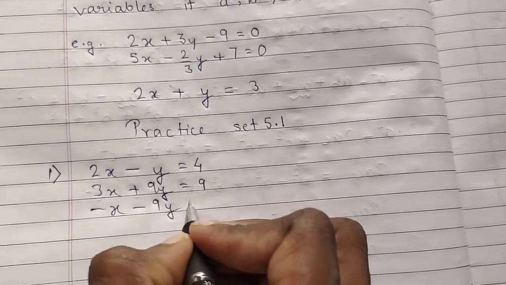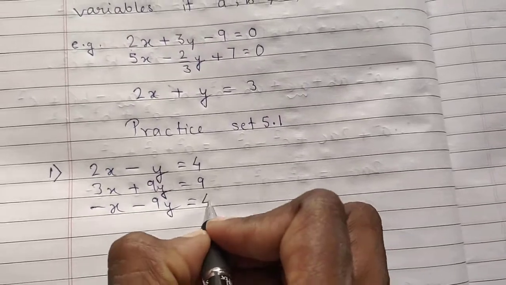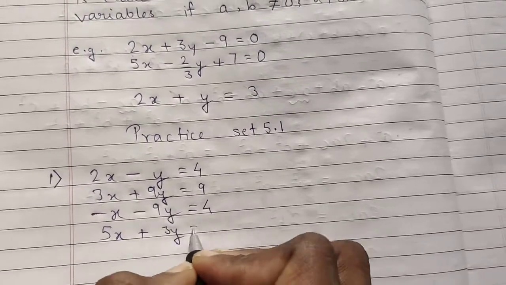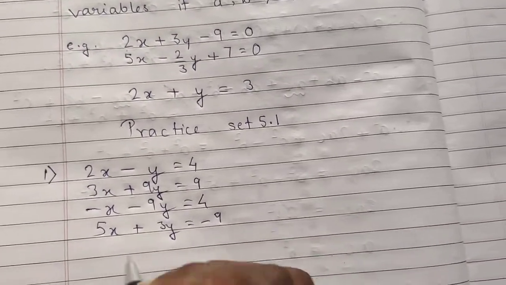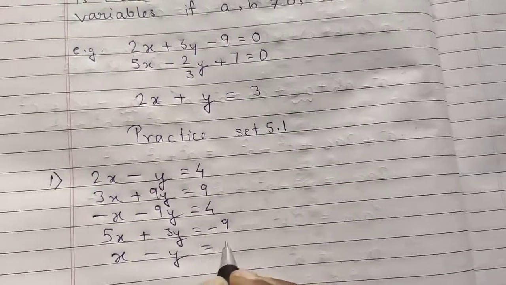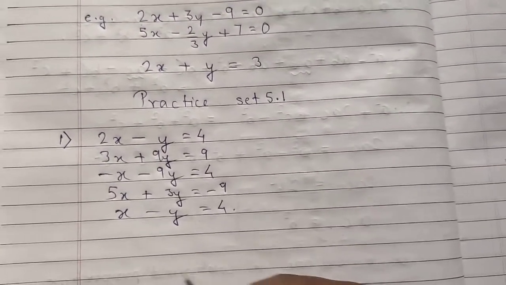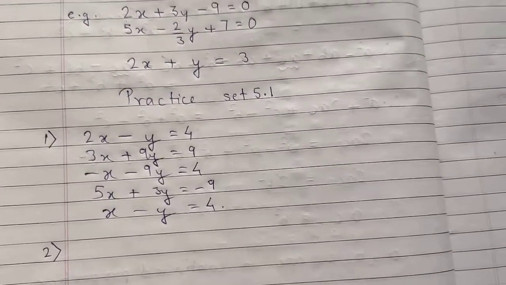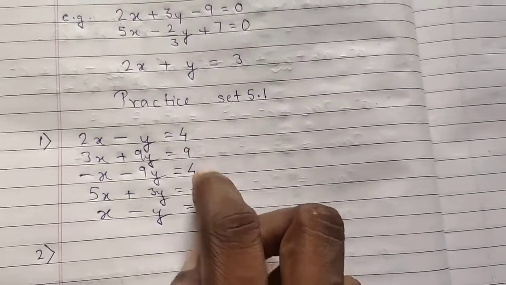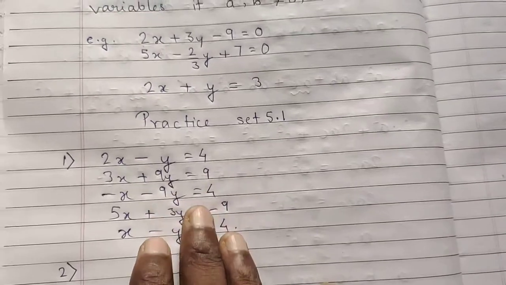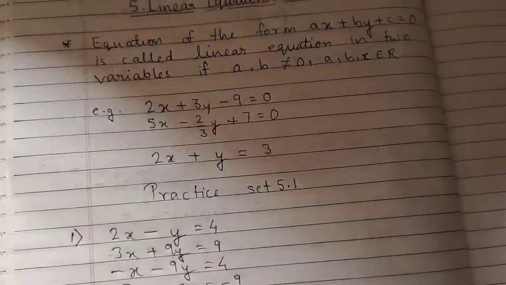Suppose I am writing minus x minus 9y equal to 4. You can even have 5x plus 3y equal to minus 9, or even I can write x minus y equal to 4. You can write any 5 equations by your own. This is up to you. Okay, this is very simple. Just write any 5 equations, and students, remember, you can write these numbers on the left hand side also. Both are okay. Okay, now we will move to our second question. See, the second question in the textbook.